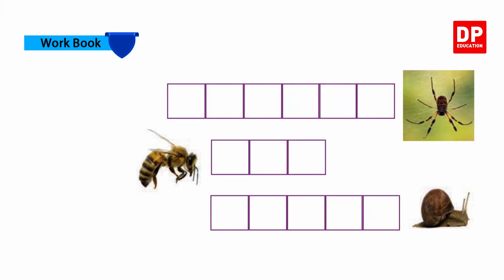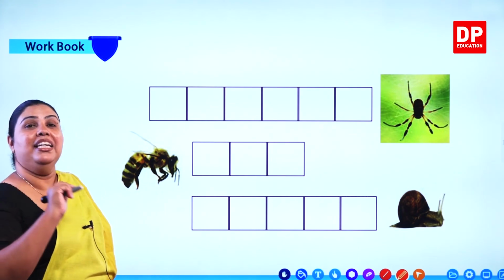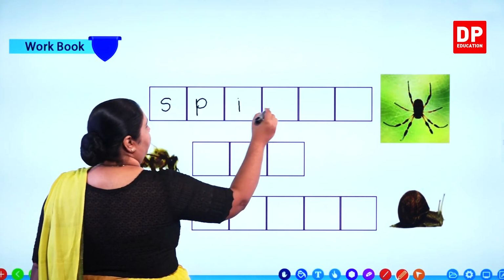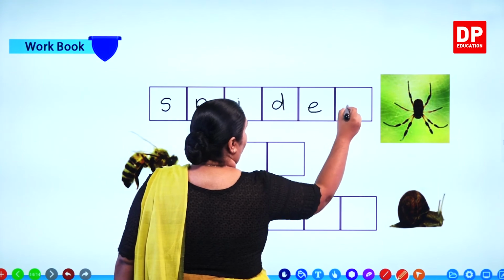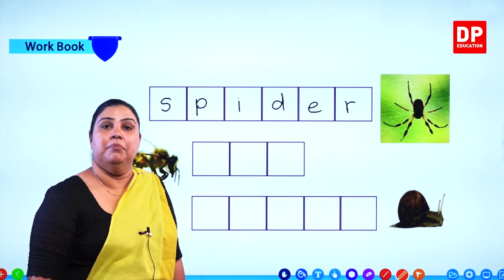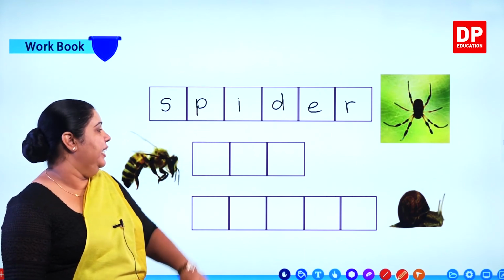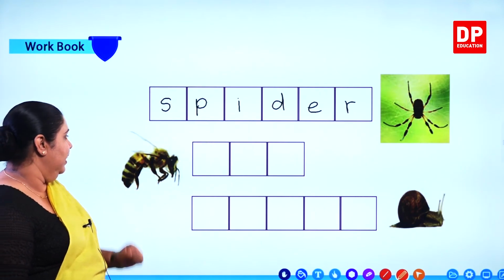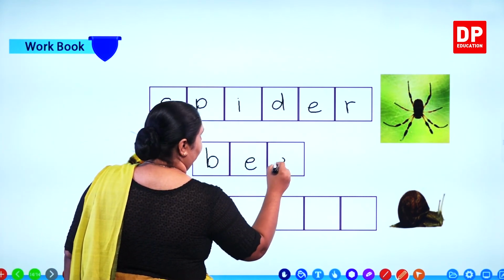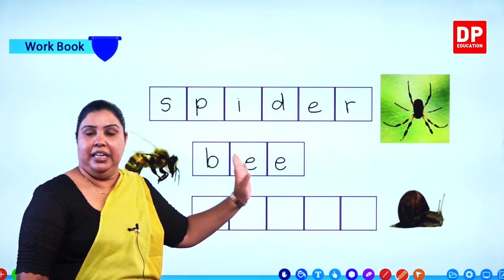Now, here we have that little creature who lives in a web. That is the spider. Spider. S-P-I-D-E-R. Spider. S-P-I-D-E-R. Then we have the bee. Bee. B-E-E. That's a very easy word. Bee. B-E-E. Bee.